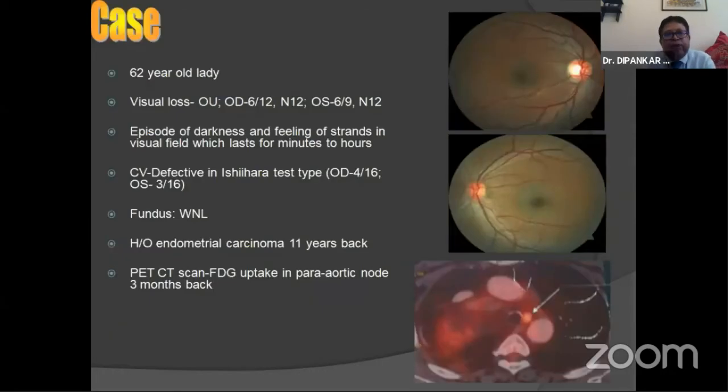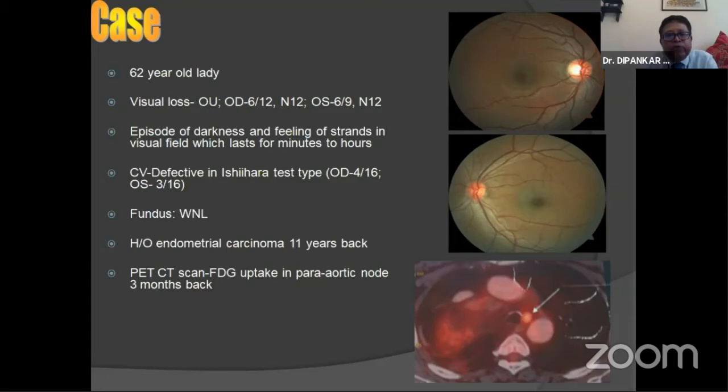Now, case 3 is very, very interesting. A 62-year-old lady with visual loss: right eye 6/12 and 6/12, left eye 6/9. So bilateral dimness of vision, but the very peculiar problem she complained of was episodes of darkness and a feeling of strands in the visual field, which lasted for minutes to hours. There was defective color vision. Fundus was within normal limits.